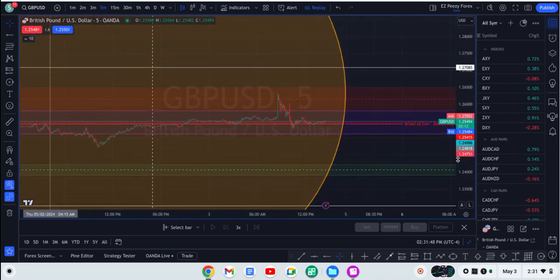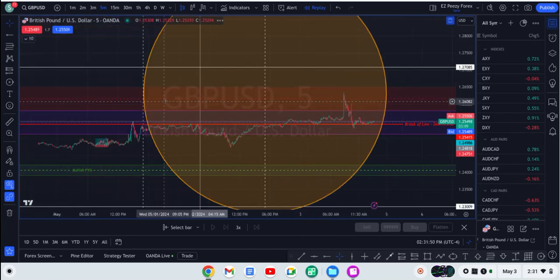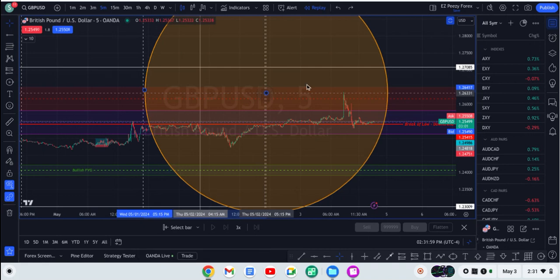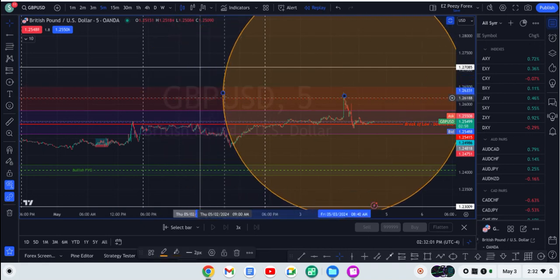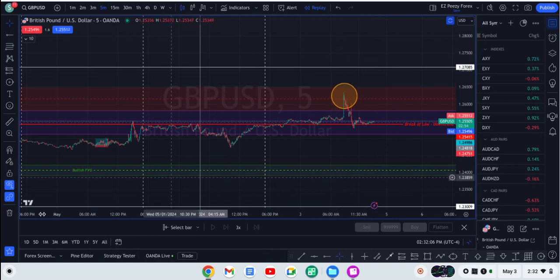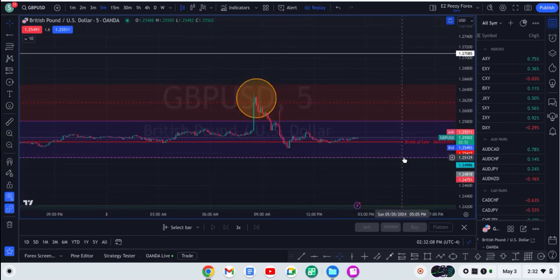I love, love, love to see price get to the 50% of the fair value gaps. Like, I just love that. When it does that, I'm so happy. I really am. So this is the zone we're looking at here today.